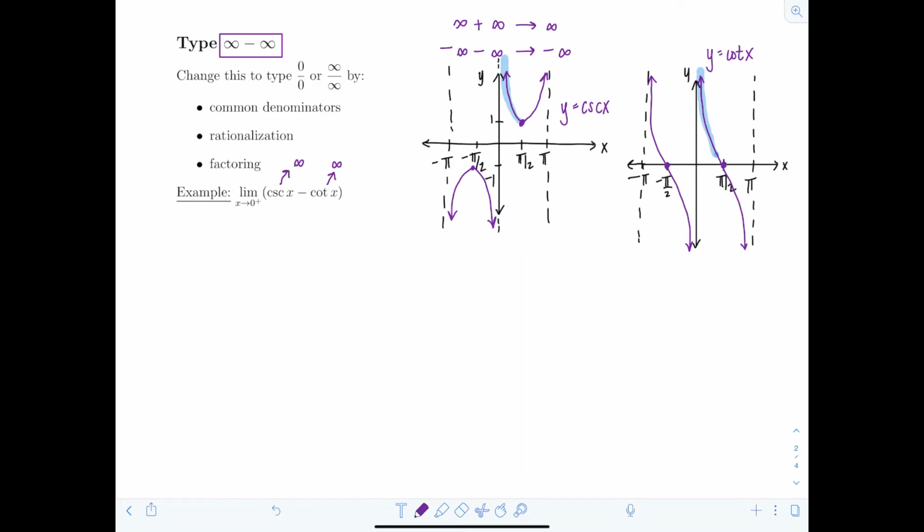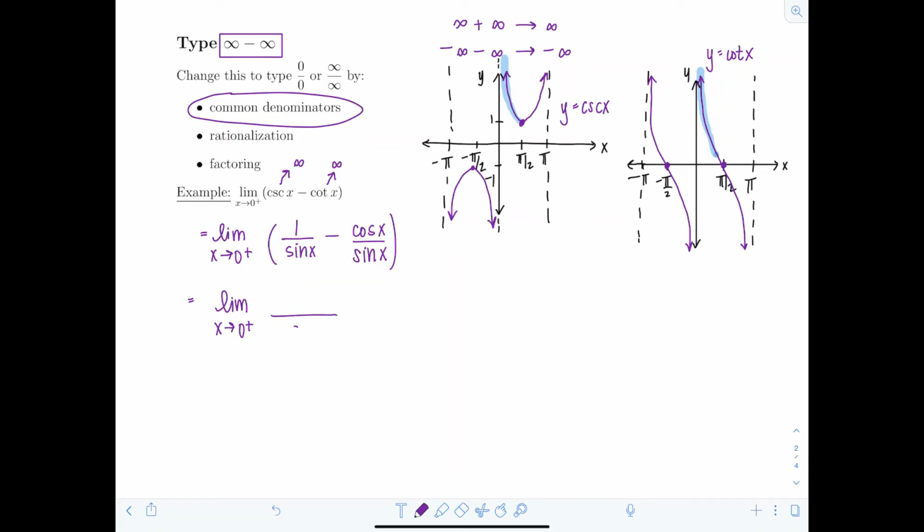So let's see if we can rewrite it somehow. I'm going to go with the first option, that of getting a common denominator, since I can easily rewrite cosecant and cotangent in terms of sine and cosine. So I have the limit as x approaches 0 from the right of 1 over sine x minus cosine x over sine x. Oh, well, that worked out. They already have a common denominator. So I don't really have much else to do besides rewrite them over that same denominator, sine x. And so I have 1 minus cosine x over sine x.